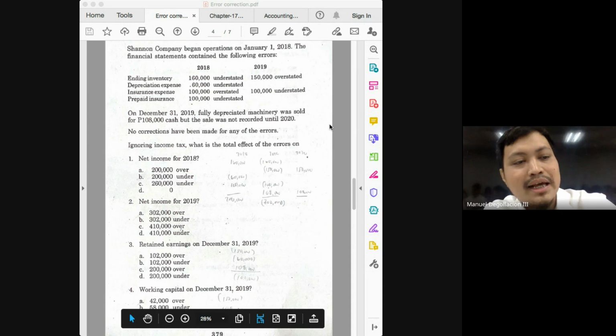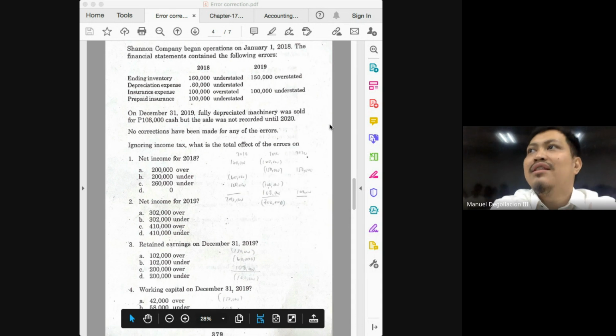Next question, working capital. And this is where the problem expects you to know how to compute your working capital, class. It's even possible that you have not encountered this in your intermediate accounting, but working capital is your current assets minus current liabilities. This is more of a question in your management accounting class. Working capital is equal to current assets minus current liabilities.